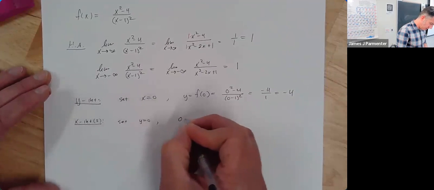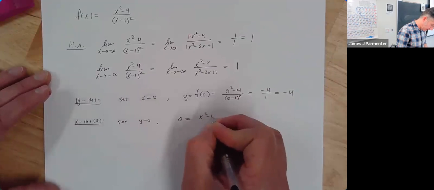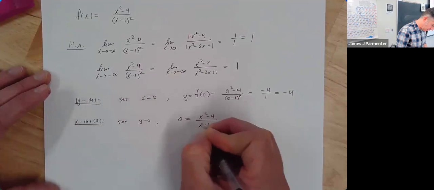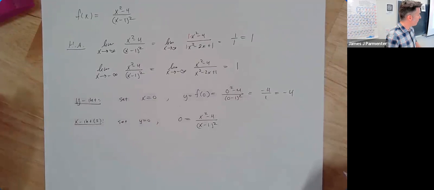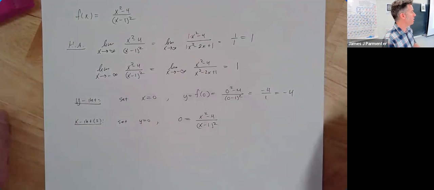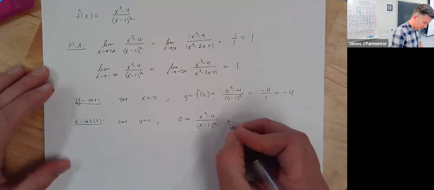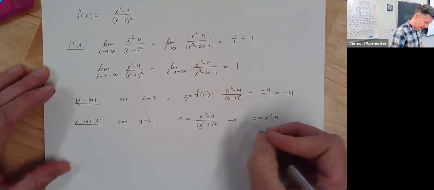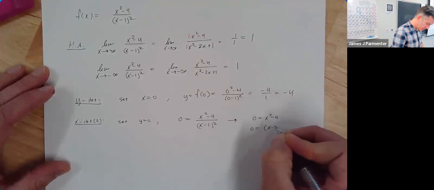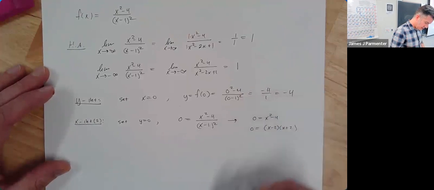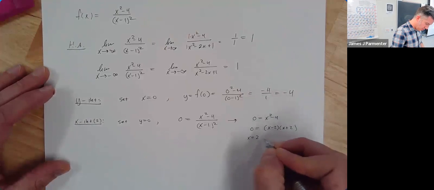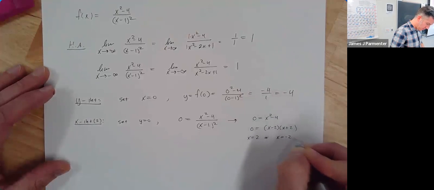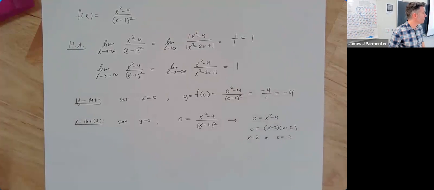So we're going to get 0 equal to x squared minus 4 over x minus 1 squared. And when you want a fraction to equal 0, you want the top to be 0 and not the bottom. So really, we just want 0 equal to x squared minus 4, and that factors as x minus 2 times x plus 2. So we really want x equal to 2 or x equal to negative 2. Those are my x-intercepts.